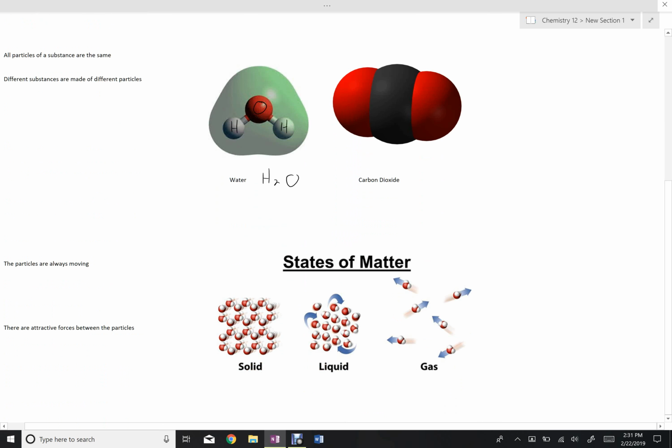This is carbon dioxide. This is carbon. These are oxygens. And every carbon dioxide molecule, CO2, is like this. So these are different substances, different particles, but all of the particles of that substance are the same.